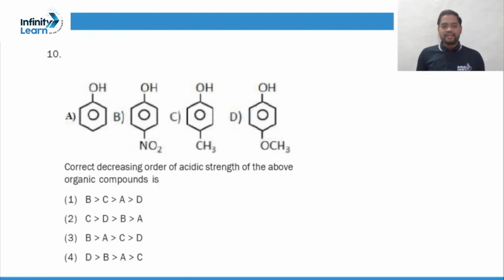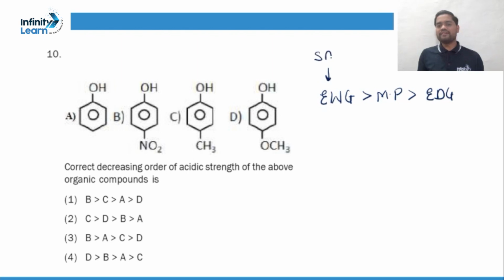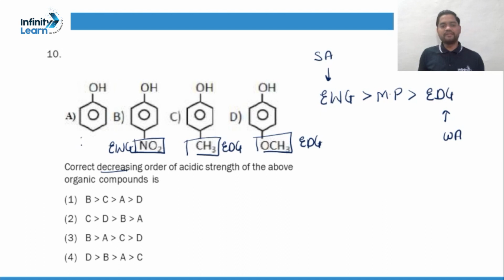Question 10. The correct decreasing order of acidic strength of the above organic compounds. Okay. So we know that an electron withdrawing group will increase the acidic strength. Then comes the midpoint, and then comes the electron donating group. So this is the strong acid, and this will be the weak acid. What is required is decreasing order of acidic strength. So this NO2 is an electron withdrawing group. Then it is an electron donating group. Again it is an electron donating group, and this is the midpoint.